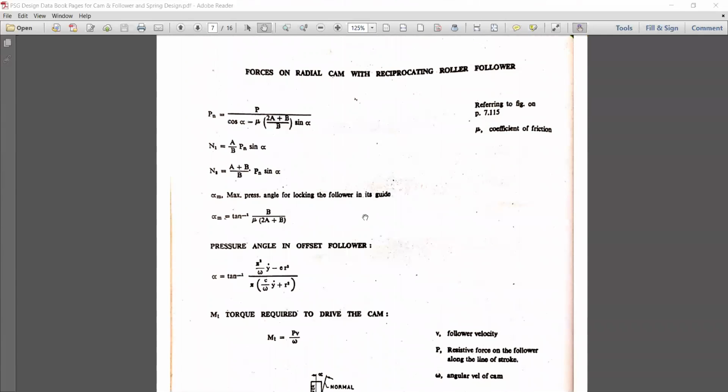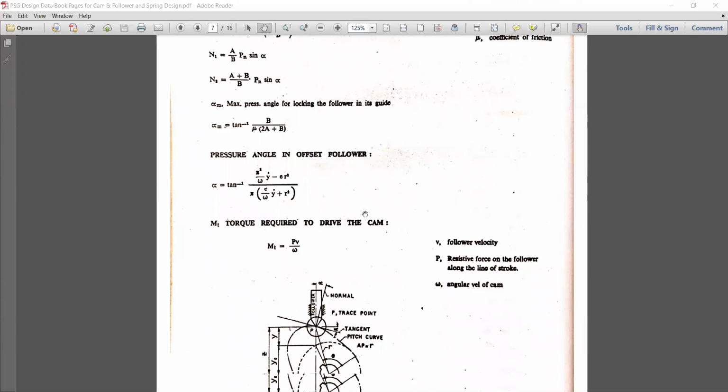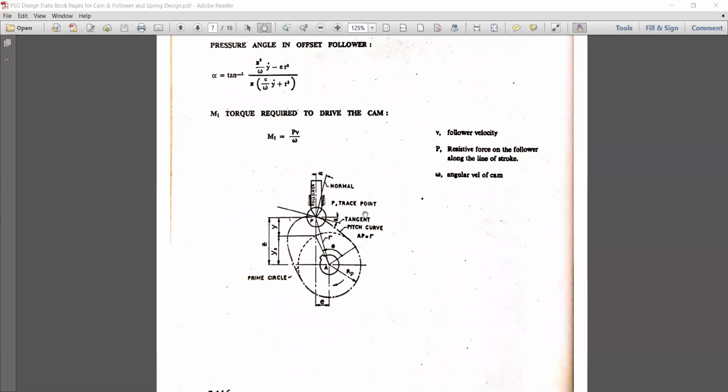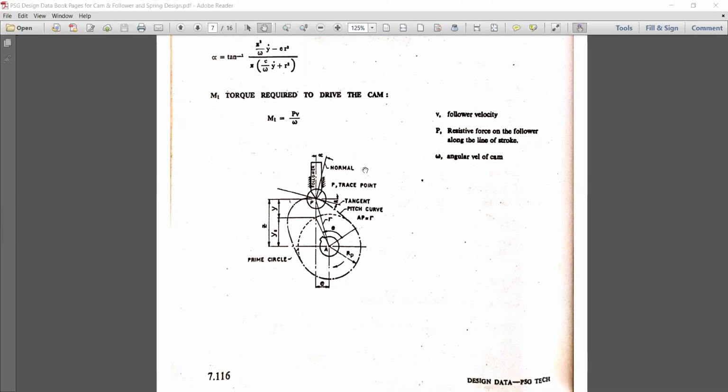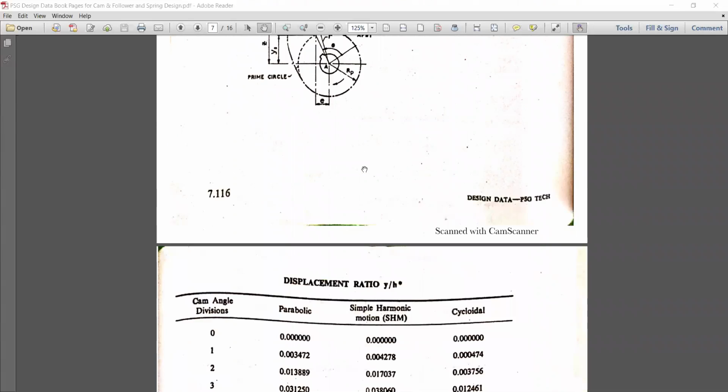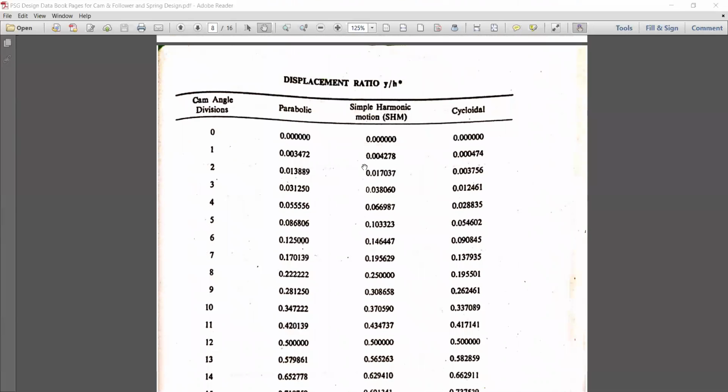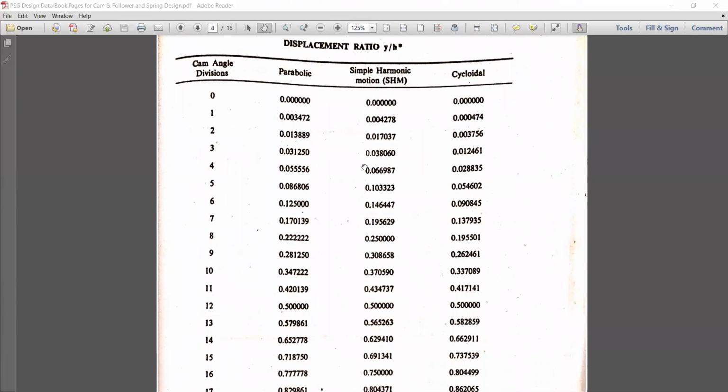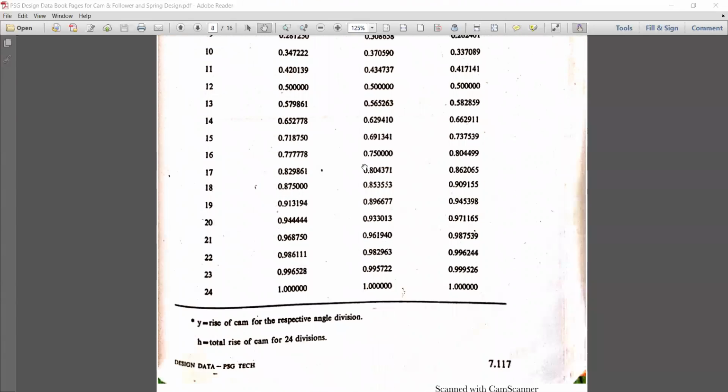Next, the forces on a radial cam with a reciprocating roller follower, equations are given. We need to use these in our design also. Then the maximum torque required to drive a cam, the equation is also given: Mt is equal to P v divided by omega. Then a few displacement ratios based on the cam angle, and correction factors, are given over here.